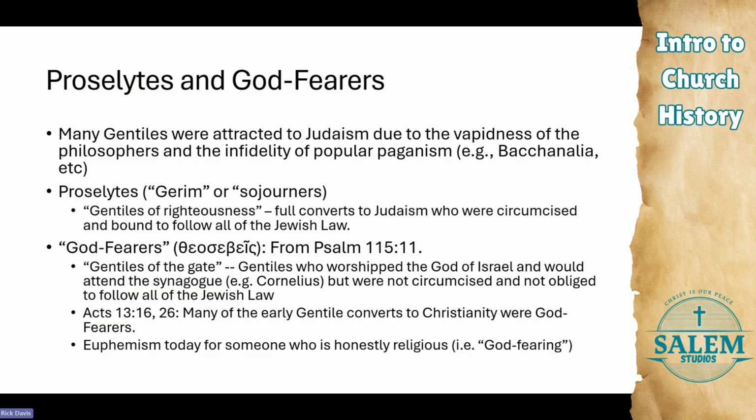But among the Gentiles who were attracted to Judaism, a larger number, even than the proselytes, were the so-called Theosebes, or the God-fearers. And this comes from Psalm chapter 115, verse 11, you who fear God. These were also called the Gentiles of the Gate. So they were Gentiles who worshiped the God of Israel and would attend the synagogue. An example of this would be Cornelius, the centurion, but they were not circumcised and they weren't obliged to follow all of the especially ceremonial aspects of the Jewish law.